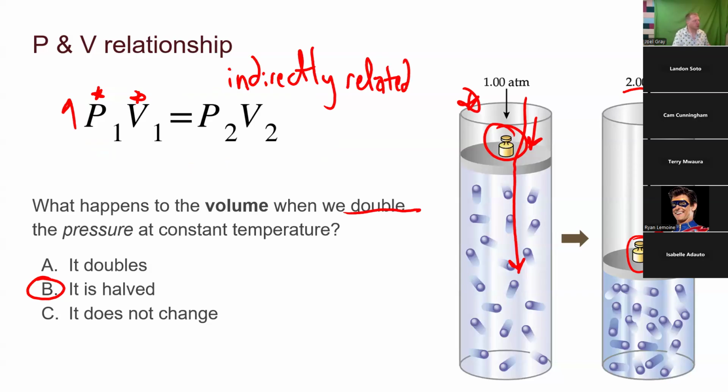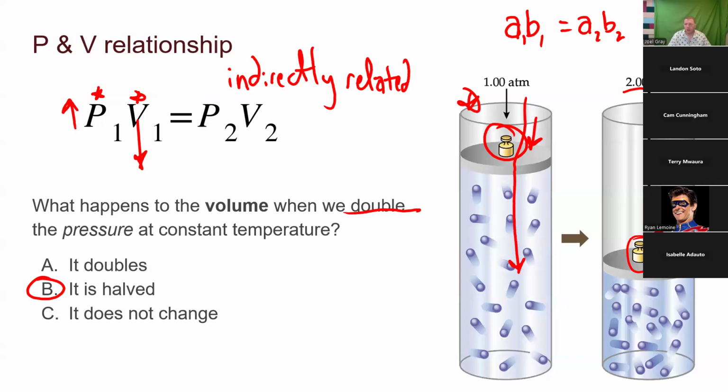If pressure goes up, volume goes down. This is an important thing to understand because if I were to give you an equation that looked like this, A and B are related: A1 B1 equals A2 B2. I want you to know the answer to the question, how are A and B related?